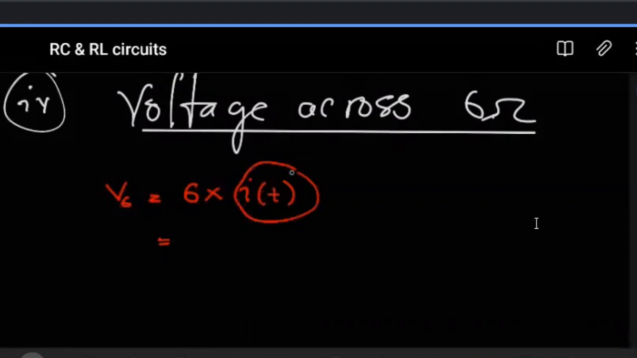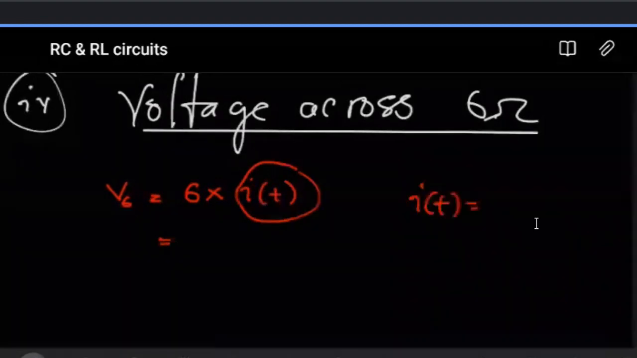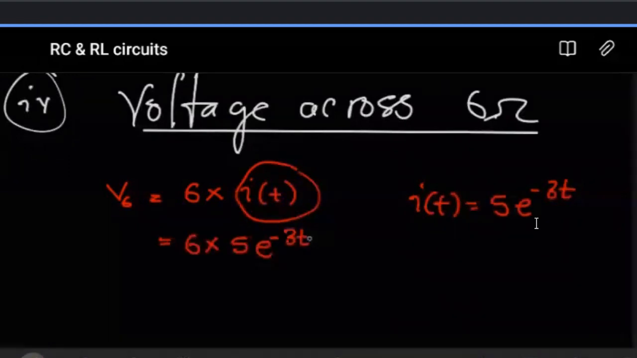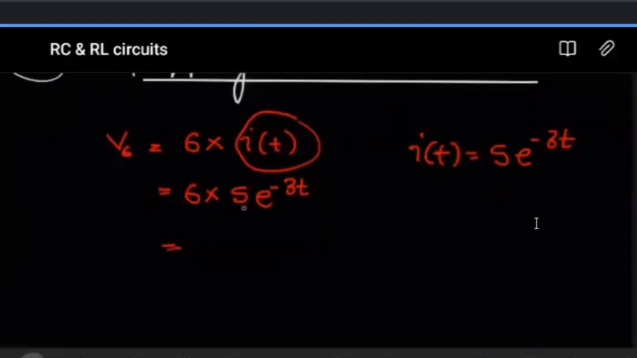We saw in the previous calculation that it was e to the minus 3t. So this is what we're going to use here. When we substitute, we have 6 by 5, then e to the minus 3t. Doing this means that we get 30 e to the minus 3t. This becomes the expression for the voltage drop across the 6 ohm resistor.